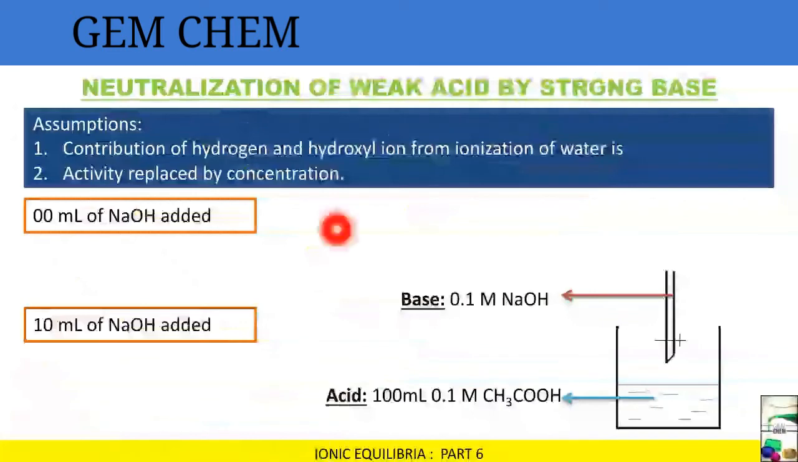Now in the next case, we are going to arrange for neutralization of a weak acid using a strong base. Now if we see in the beaker, we place 100 ml of 0.1 molar CH3COOH. So it is a weak acid, and in the burette we use 0.1 molar NaOH, which is a strong base. Now what are the assumptions which we take? It is that the contribution of hydrogen and hydroxyl ions from ionization of water is negligible. Similarly, the activity is replaced by concentration.